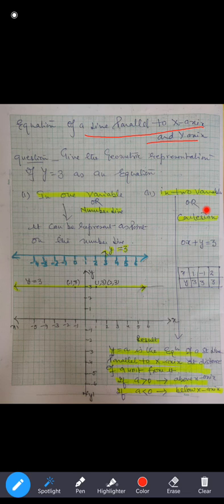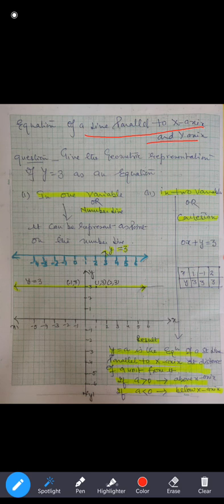Now, if you plot a geometric representation of y is equal to 3 as an equation in two variables, you have to change the equation in two variables. Here y is equal to 3, variable x is not given. So you will change the form of this equation to 0 into x plus y is equal to 3. In this form, the equation does not change, but the form of the equation becomes a linear equation in two variables.